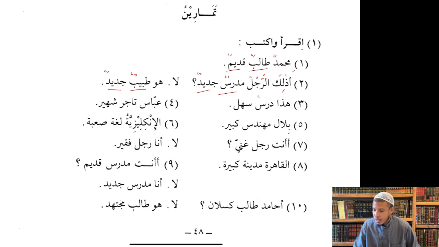We'll do one more. هذا درس سهل. This is an easy lesson. It's describing the lesson as being easy. Not منعوت. I want you to read the rest قراءة صحيحة, correctly, putting the correct tashkil on the endings.